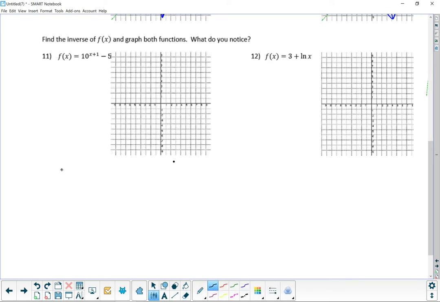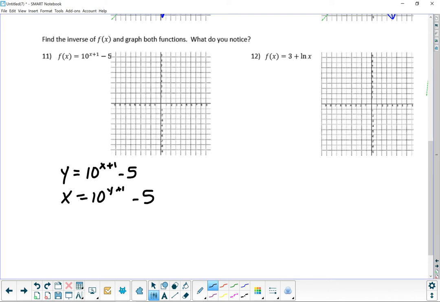So f of x, I'm going to call that y. That'd be 10 to the x plus 1 power, and then minus 5. We're going to go ahead and swap your x and y. Remember, with inverses, that's the second thing you do, swap x and y. So x equals 10 to the y plus 1 power, minus 5. Okay, now you're going to have to solve for y.